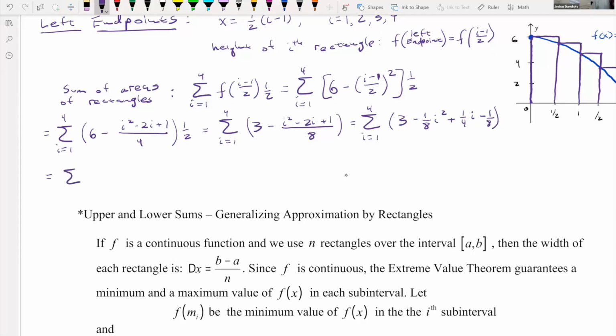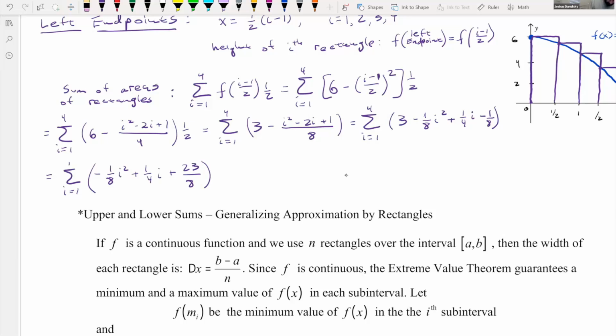Simplifying just a little bit further, I've got a 3 in front, which is the same as 24 over 8. And if we subtract 1 over 8, we're going to get 23 over 8. So let's go ahead and write the minus 1/8 i squared plus 1/4 i and plus 23 over 8, like that. So if we can go ahead and evaluate this, we're done.